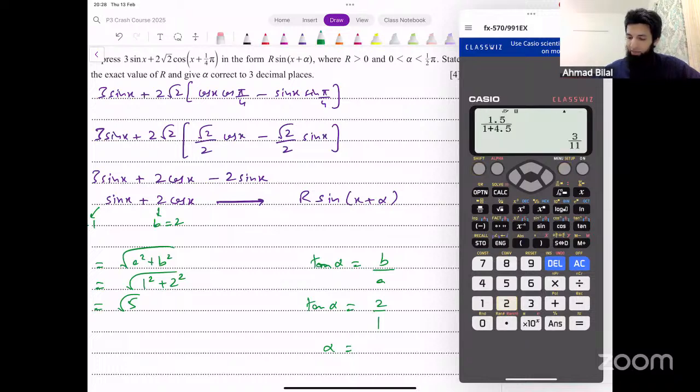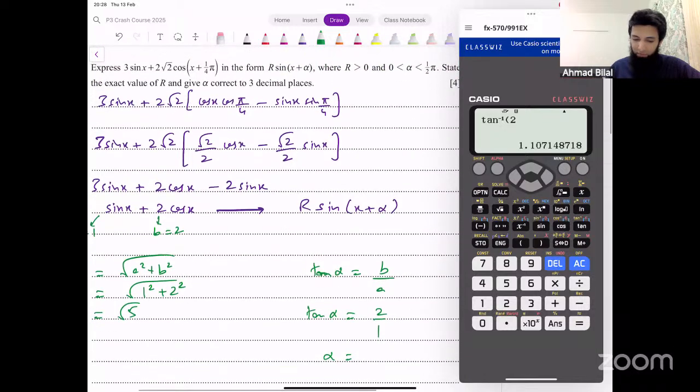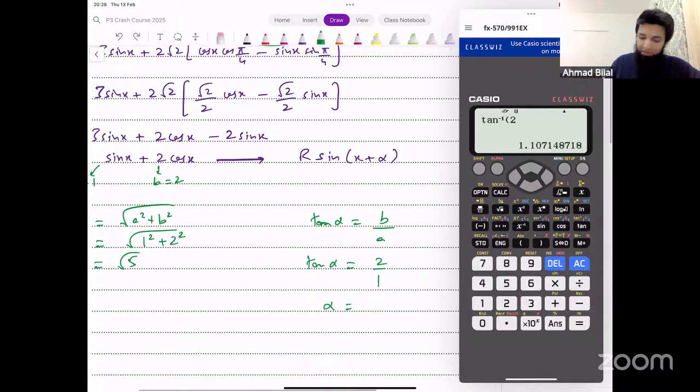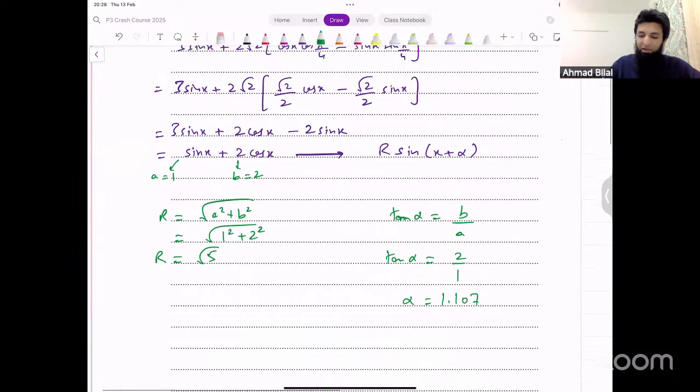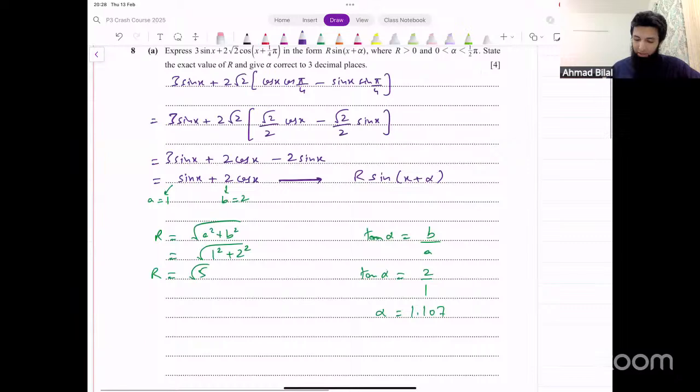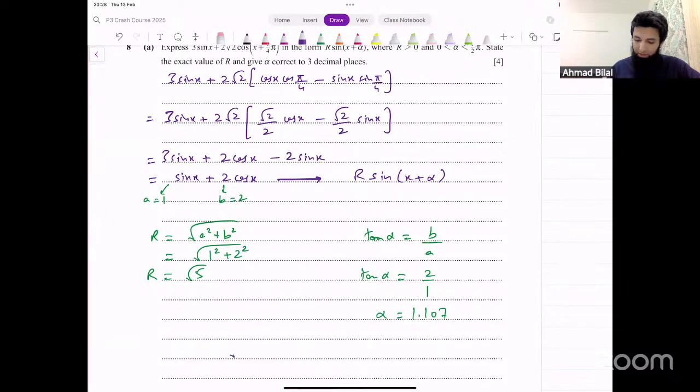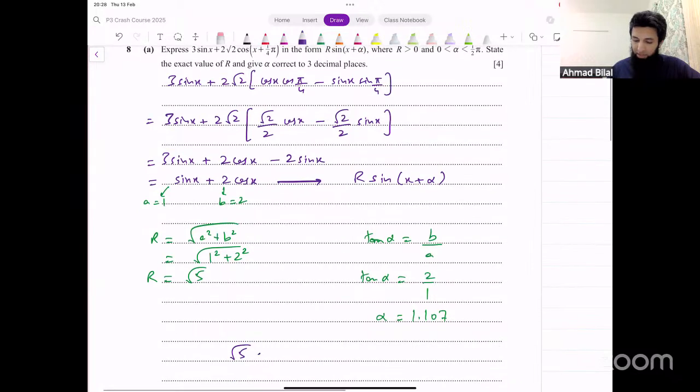Angle unit, radian. Tan inverse of 2. So that's 1.107. It says 3 decimal places. So you have 1.107. That's the value of alpha that we get. So what's that form going to be? It's square root of 5 times sine of x plus 1.107. This is what we get when we convert it to this form. Okay, that's the first part.